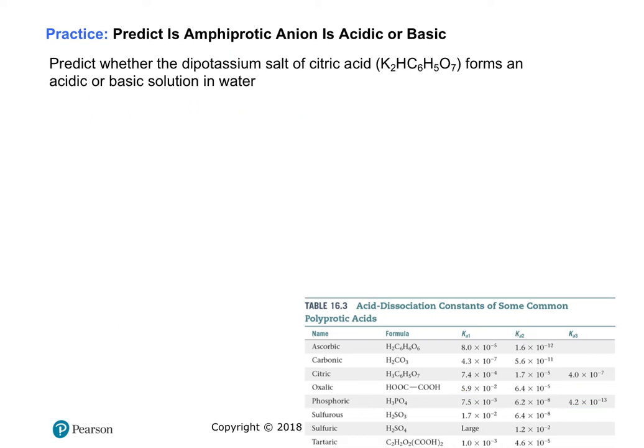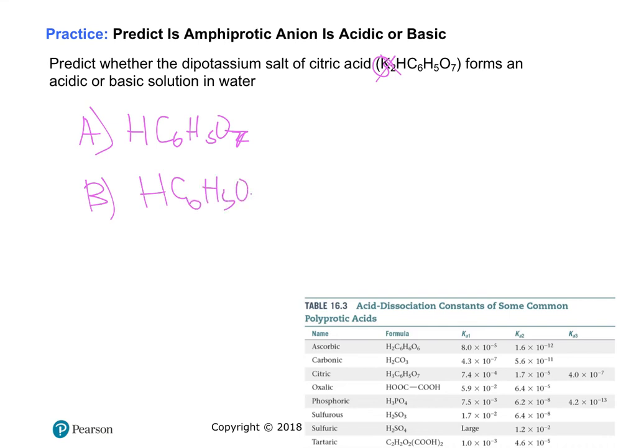Now let's think about the dipotassium salt of citric acid, so that would be hydrogen citrate. So again, potassium is a group 1 ion, we're not going to worry about it, we're just going to look and see about this hydrogen citrate acting like an acid, and acting like a base. So hydrogen citrate. So here's an acid.